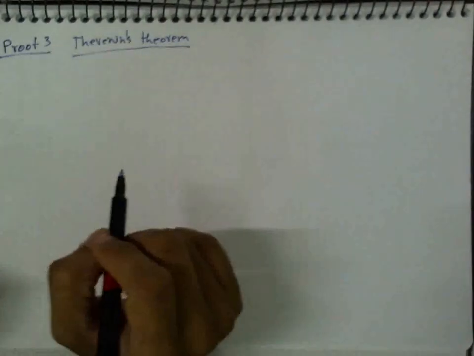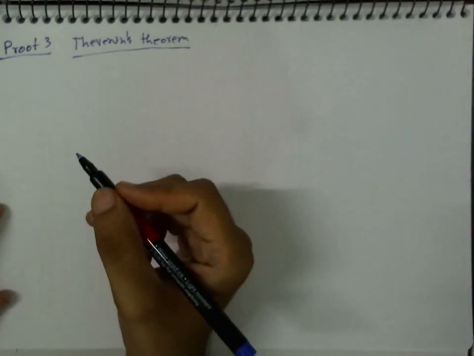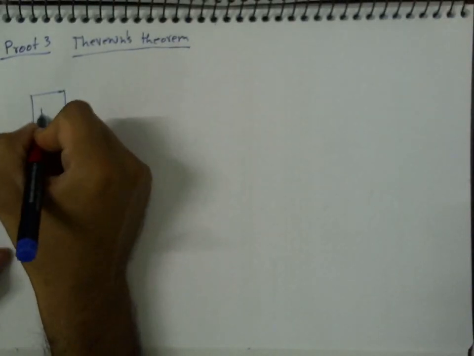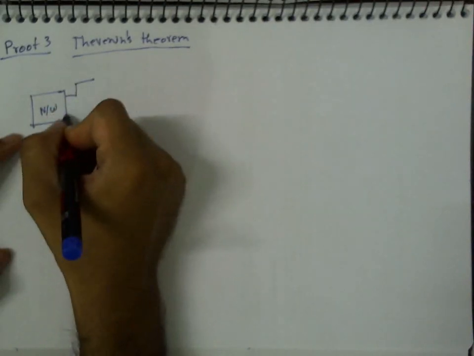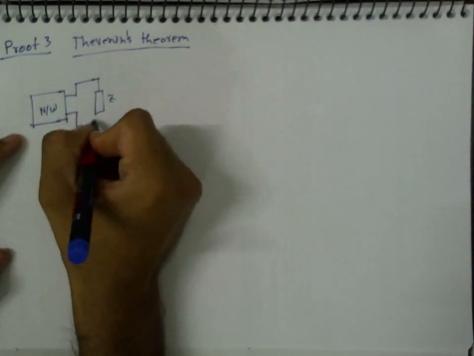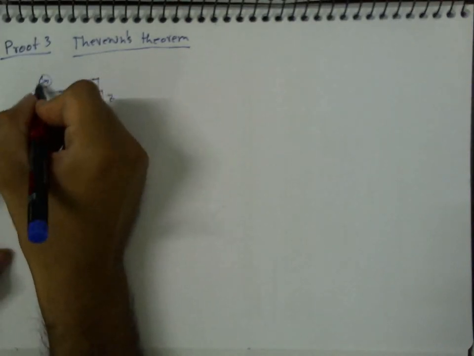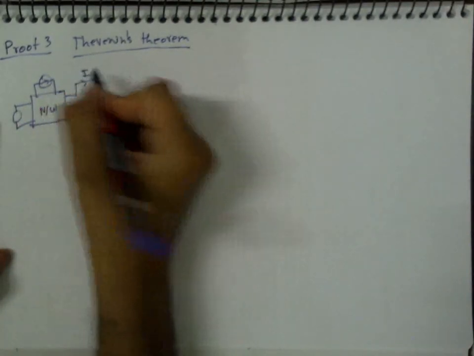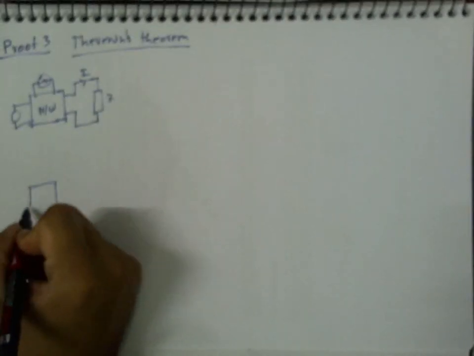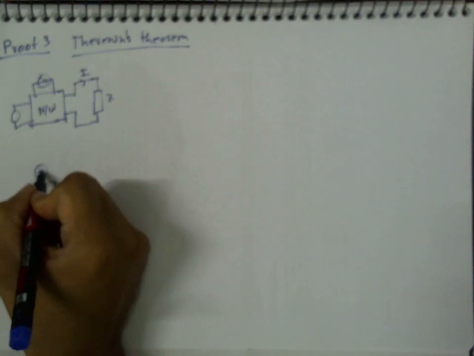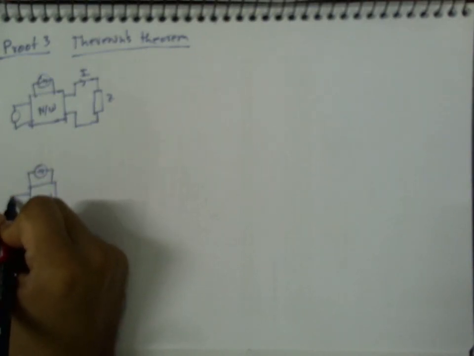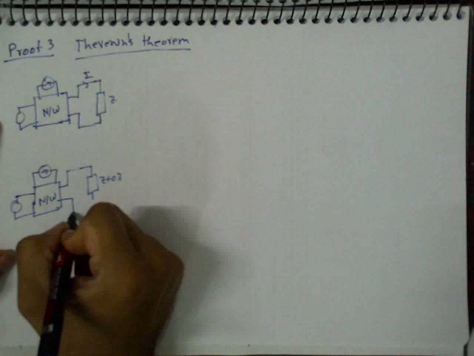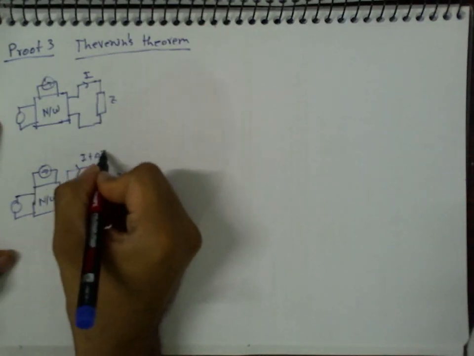Thevenin's theorem based proof. Okay, so this is my network. This is the easiest proof. Here I have the network, here I have Z, and here I have the internal sources. This current is I, and when I change it like this, Z plus delta Z, this becomes I plus delta I.